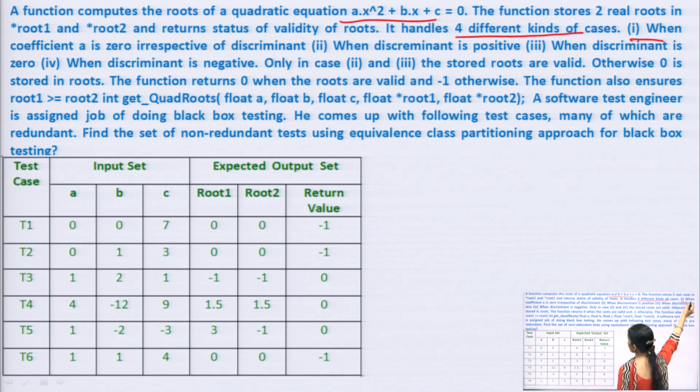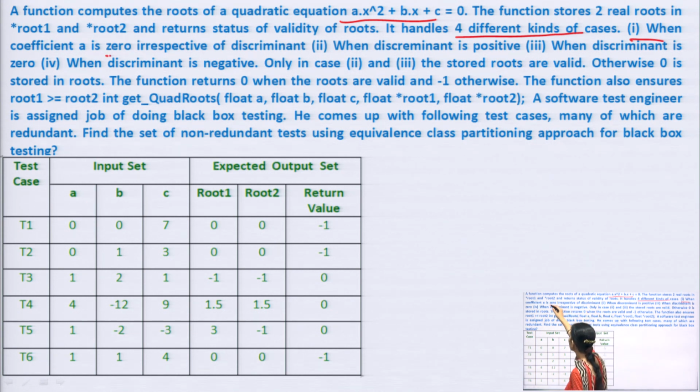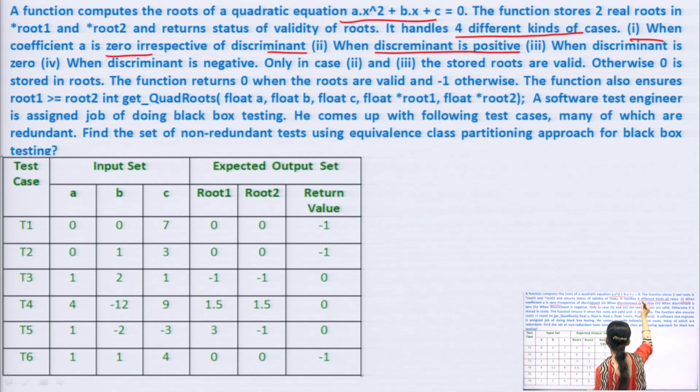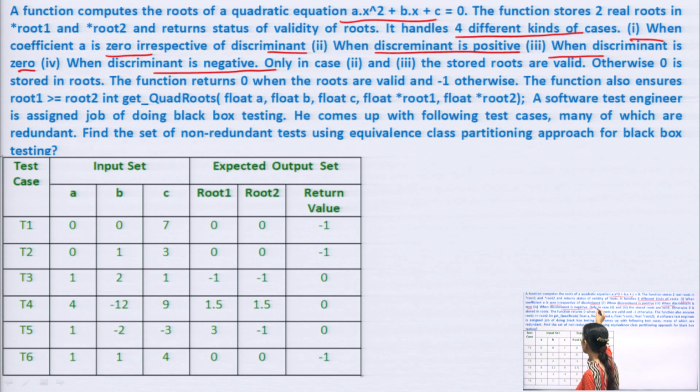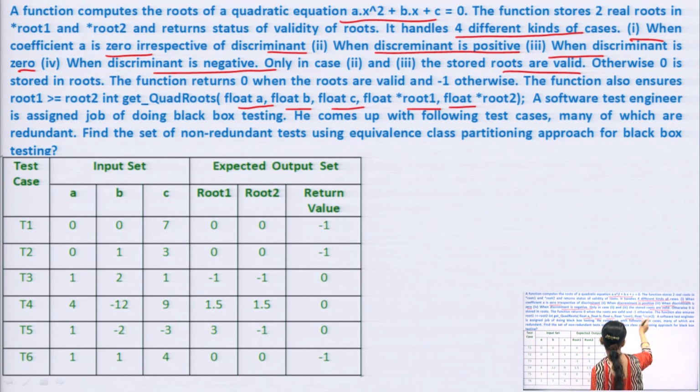The first case is when the coefficient a is 0, irrespective of the discriminant. The second case is when the discriminant is positive. The third case is when the discriminant is 0, and the fourth case is when the discriminant is negative. In the second and third cases, the stored roots are said to be valid, else 0 is stored in the roots. We have defined A, B, C as float, and root 1 and root 2 are also defined as float.